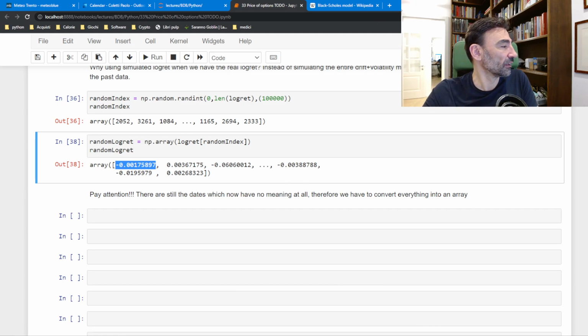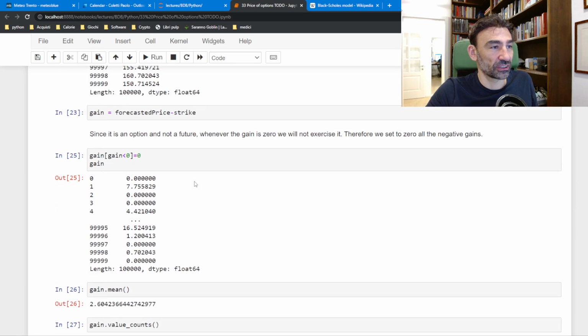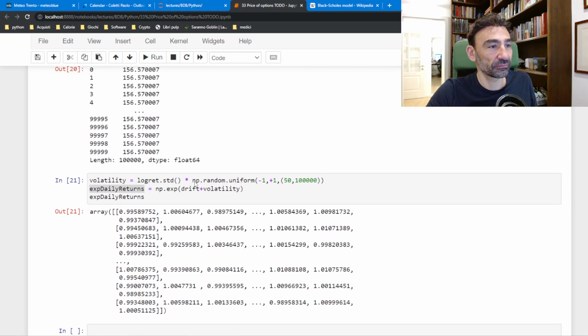Okay, now I have to apply also the exponential, because I remind you that in the original formula, where is it? Where is it? Here. No, here there is the exponential.